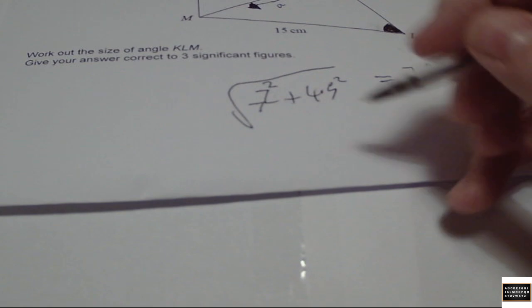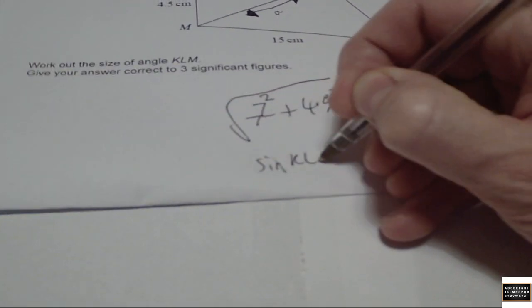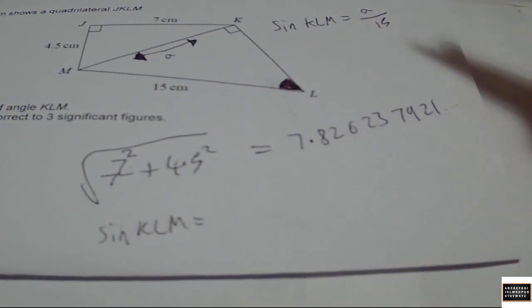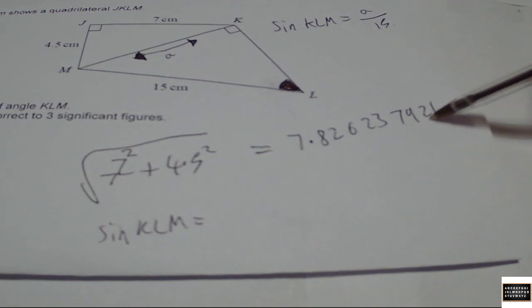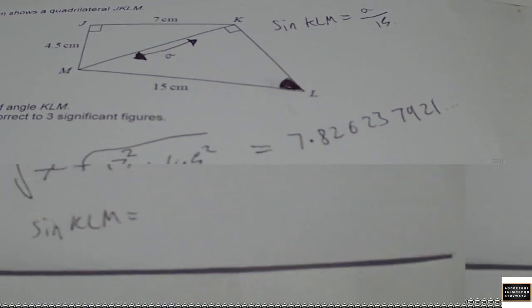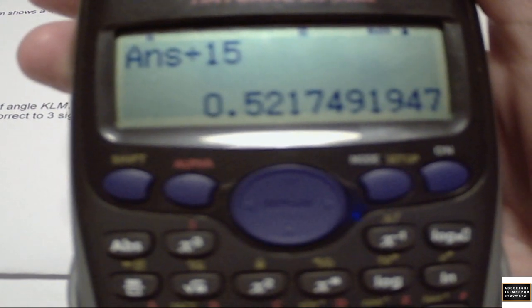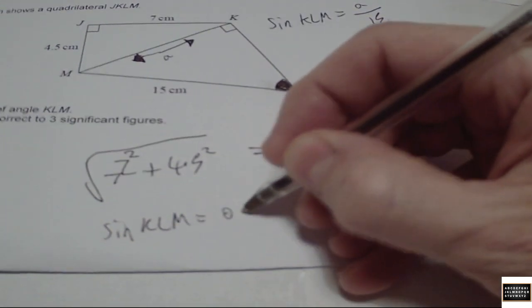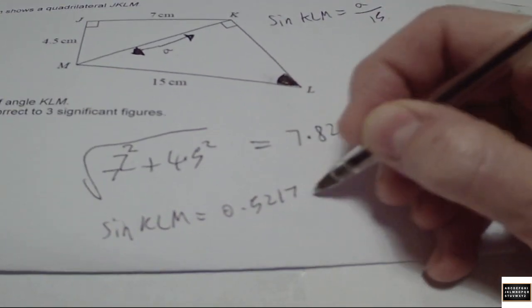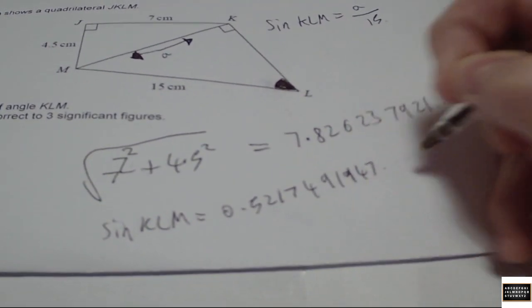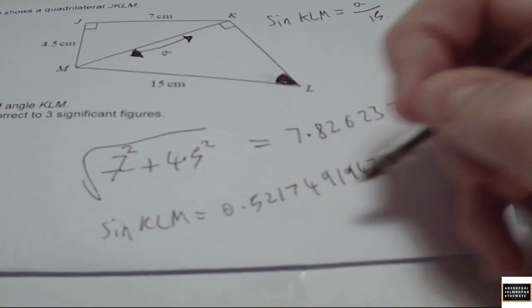So I'm going to work out what sine KLM is. I'm putting into the calculator 7.826237921 divided by 15. That's all I'm going to do. I put that into the calculator, and I get 0.5217491947. So a very long number. Again, I'm writing down the whole thing, because when I come back and check, it will be really handy. If I write these down, I can check to make sure I haven't mistyped a button or anything like that.